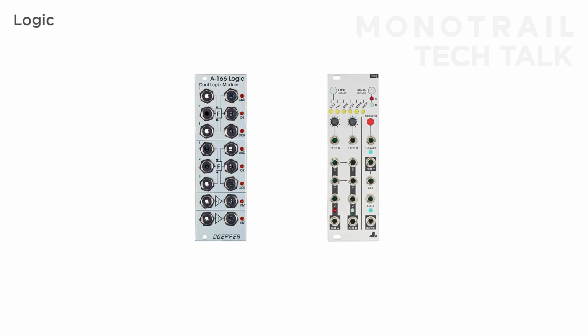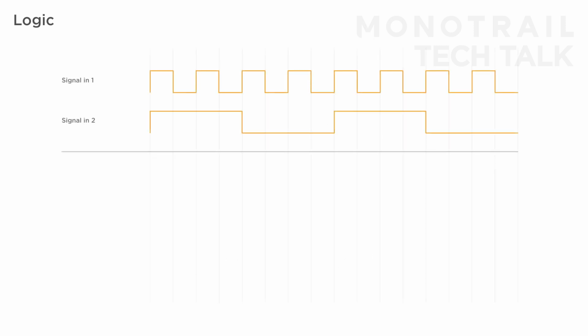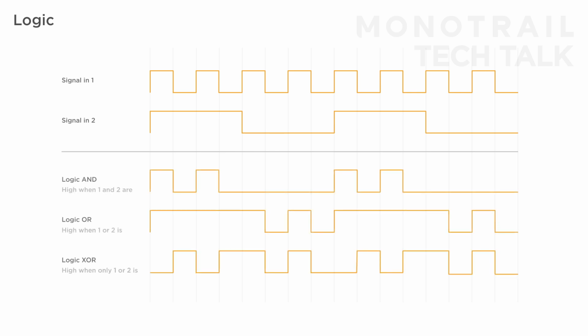If complex patterns interest you, then for sure have a look at logic modules like the Doepfer A166 or Intellijel Plog. Logic modules are analog comparators. You can feed them 2 or more signals, and based on the mode or setting, it will output a new pattern based on those.